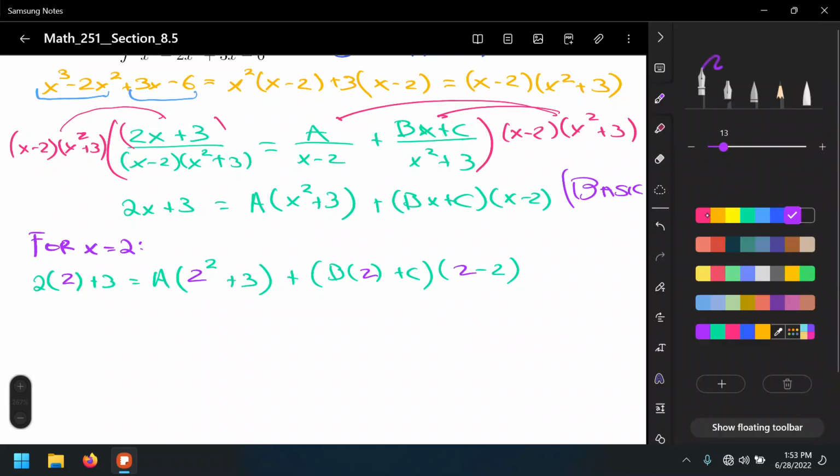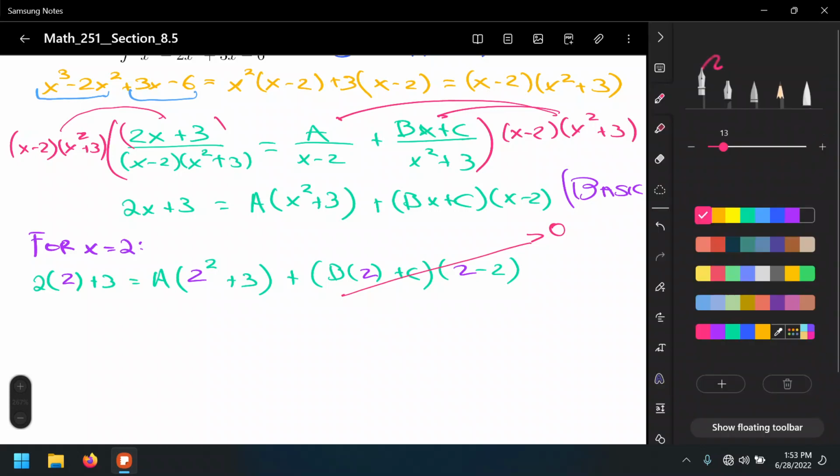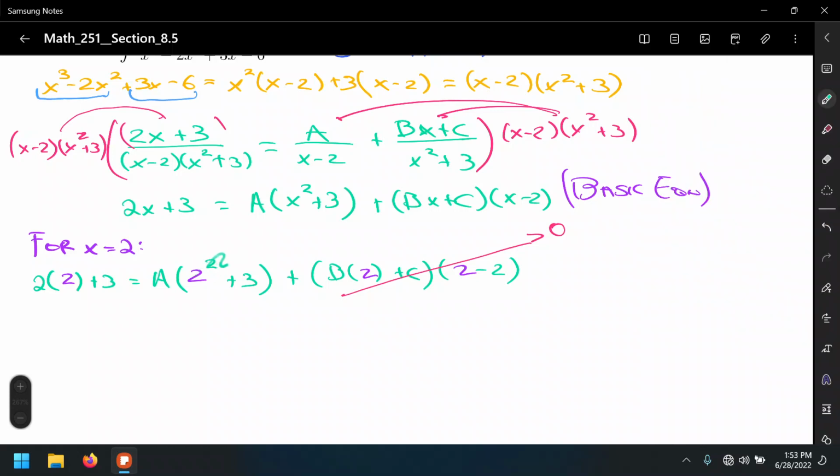Well, of course, because of that last term, 2 minus 2, that whole thing goes to 0. So we don't even need to simplify that. And we will be left with 2 squared, which is 4, 4 plus 3, that's a 7, 7A. And 2 times 2 equals 4 plus 3, another 7, which is great because A equals 1. Nice numbers, not funky fractions. Alright, so we were able to only figure out the value for A. So how do we find the other values?